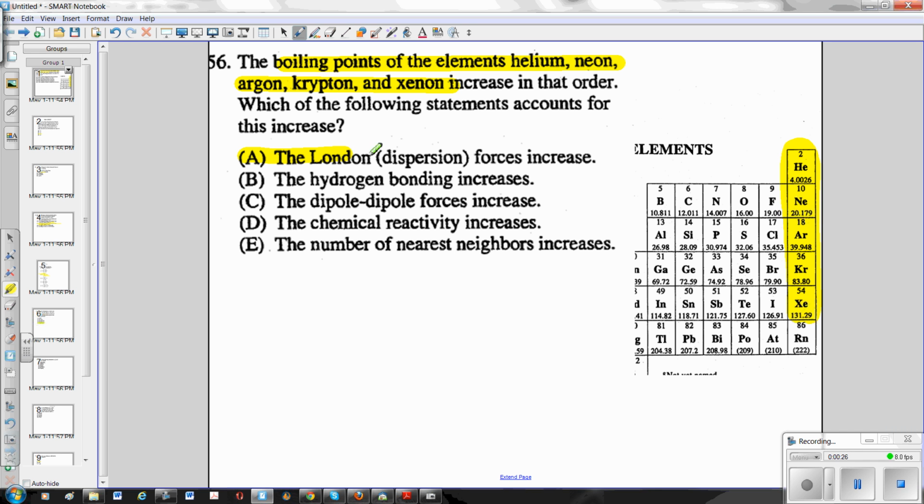So, since they only have London forces, the boiling points increase as you go down the periodic table because the atoms get larger, with larger amounts of electrons, and they become more polarizable. So when you start talking about differences in boiling points of the noble gases, it's based on that.